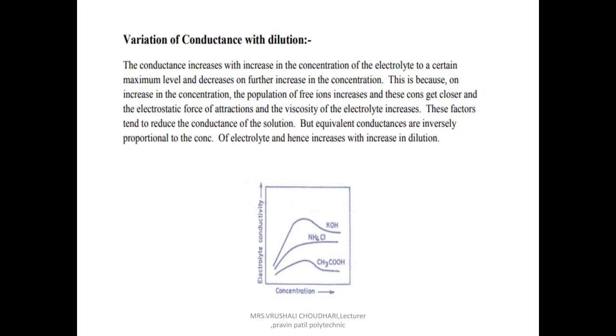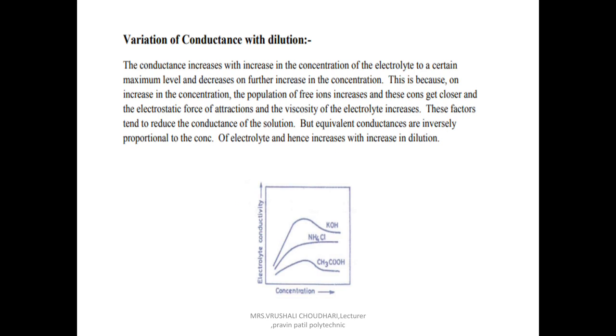Variation of conductance with dilution. The conductance increases with increase in the concentration of electrolyte to a certain maximum level and decreases on the further increase in the concentration. This is because with an increase in the concentration, the population of free ions increases, and as the free ions increase, they are going to require more energy and conductance is going to increase. Even if the dilution increases, at that time also the number of cations and anions increases, so conductivity increases.